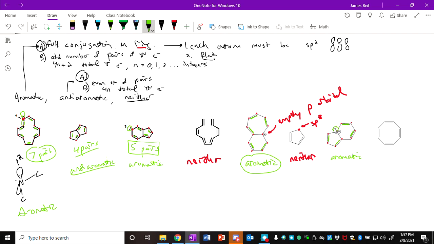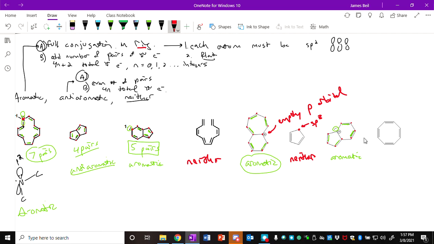specifically because the 5th pair, that's the pair that you need to make an odd number of pairs, is in a p orbital on an sp2 hybridized carbon, overlapping with the other ones all the way around, creating an odd number of pairs total.